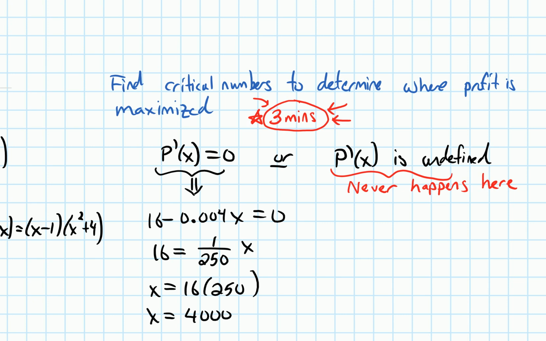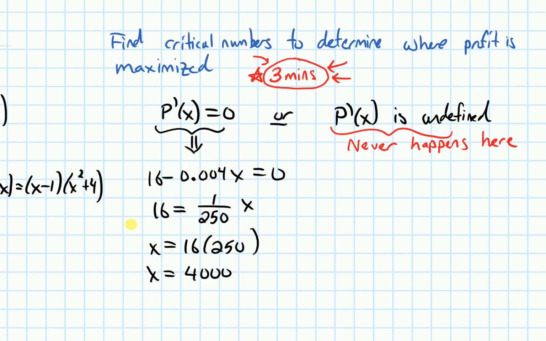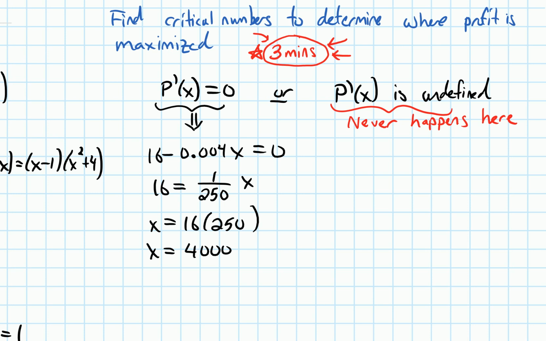Okay, so that's my only critical number. That's what made the derivative 0. There's nothing that made the derivative undefined. If there had been something that made the derivative undefined, that also would have been a critical number, assuming, of course, that it's in the domain of the original function. Okay, but in this case, we don't need to worry about that because our derivative wasn't undefined anywhere. All right, so we are ready to make a sign chart now.